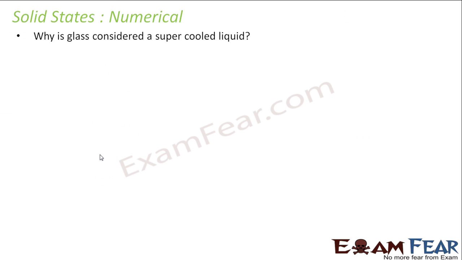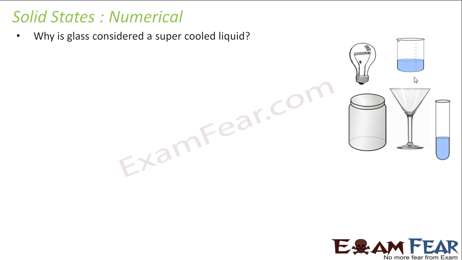The question is, why is glass considered a super cooled liquid? The first reason is that glass is amorphous, we know, right? And this glass has a tendency to flow. Correct? And that's why it is called a super cooled liquid. If you see all the glass we have made, you just melt it first, you get the glass balls, liquid glass, and then you blow and make different shapes.